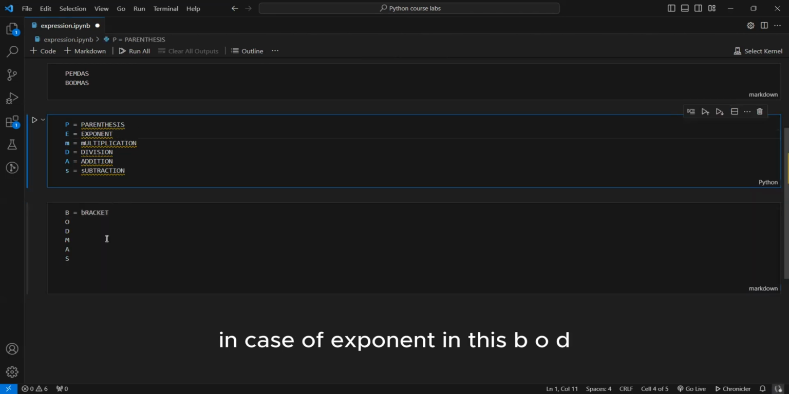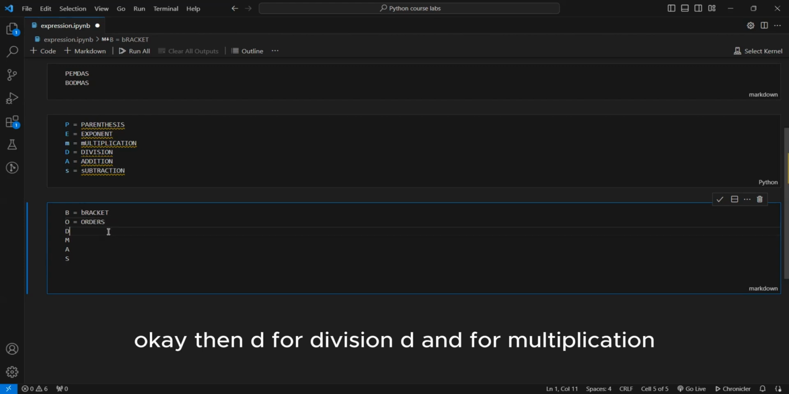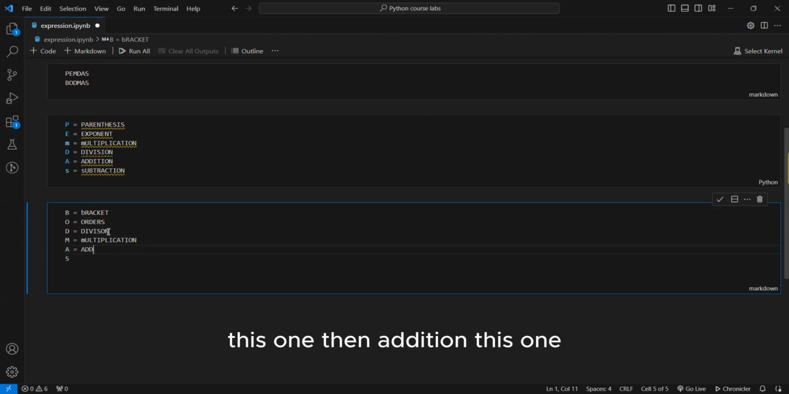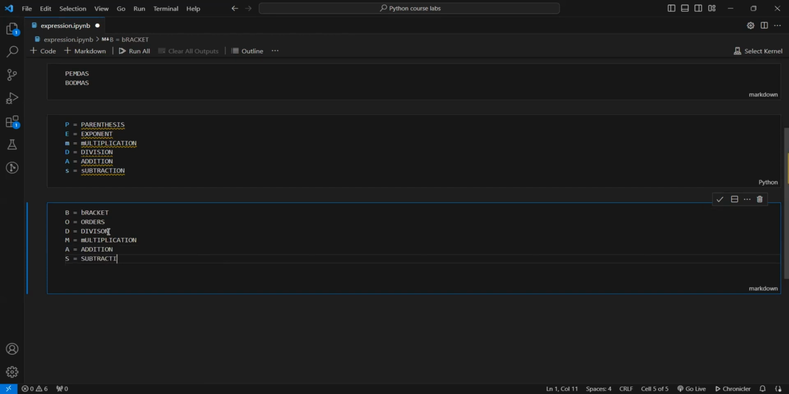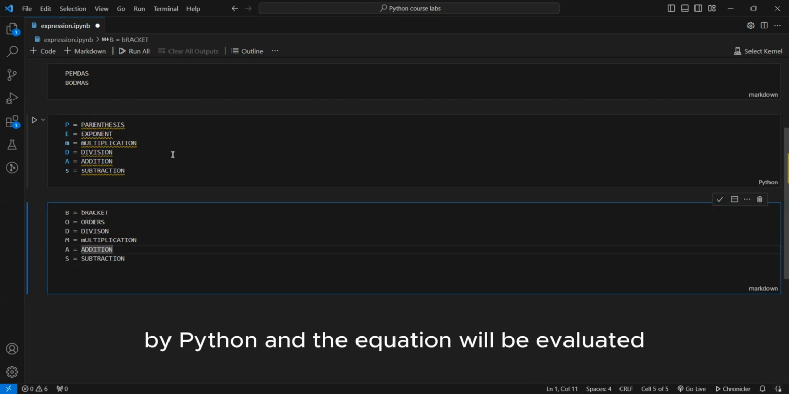In case of exponent, in BODMAS, it is order. Then D for division, M for multiplication, then addition, and the last one is the subtraction. So either of the scenarios can be selected by Python and the equation will be evaluated.